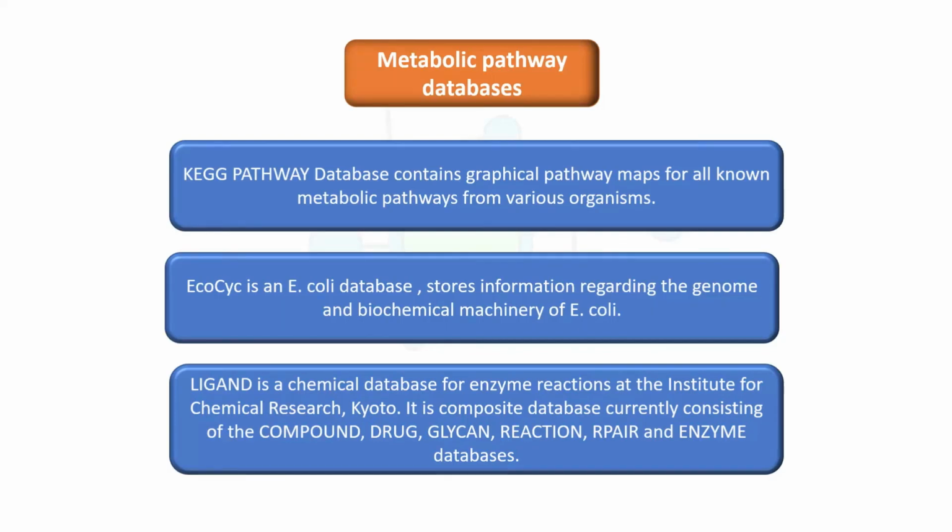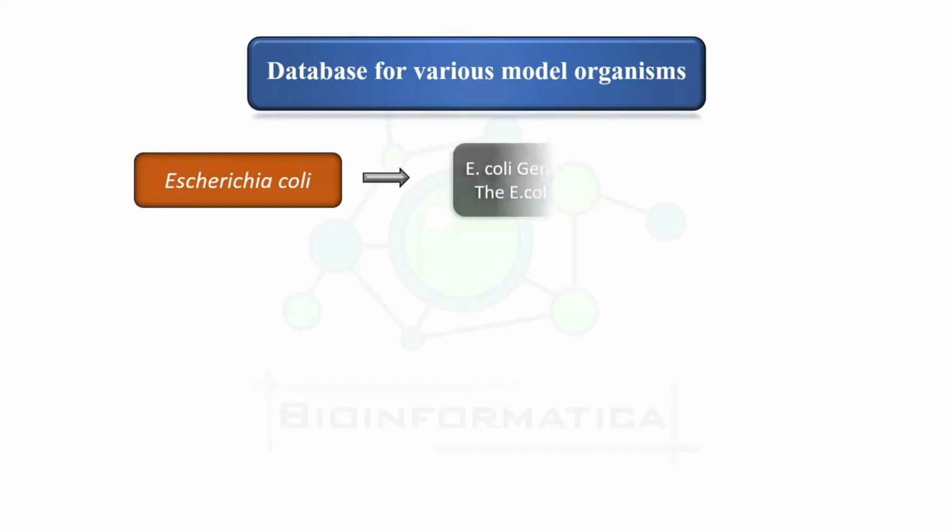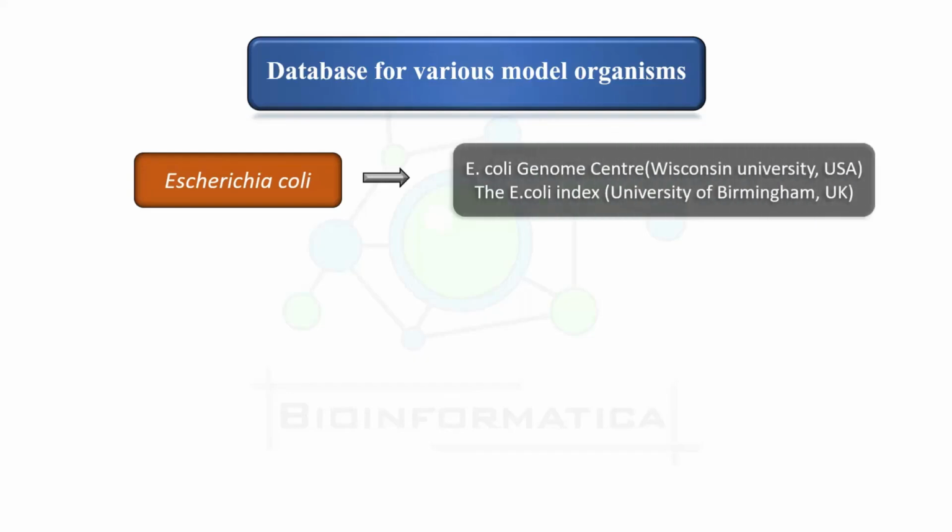This was all about the classification. In the last, I have compiled databases for various model organisms. Let's have a look at that. Like for E. coli, it has got two kinds of databases. One is the E. coli Genome Center and the other one is the E. coli Index. Next is Arabidopsis thaliana.